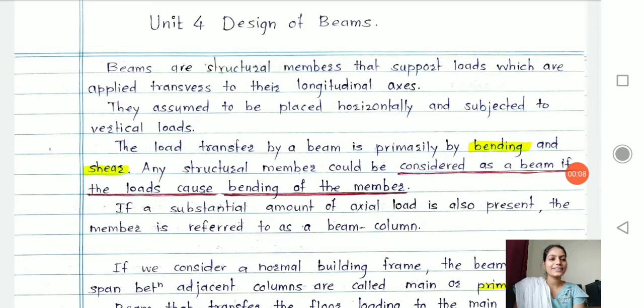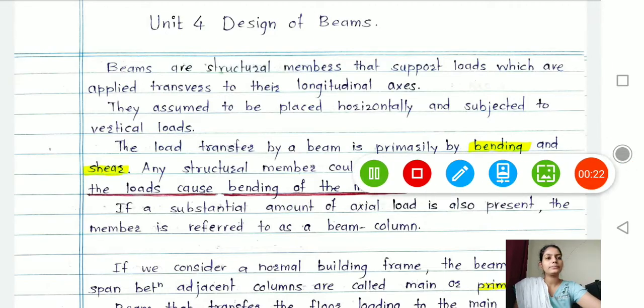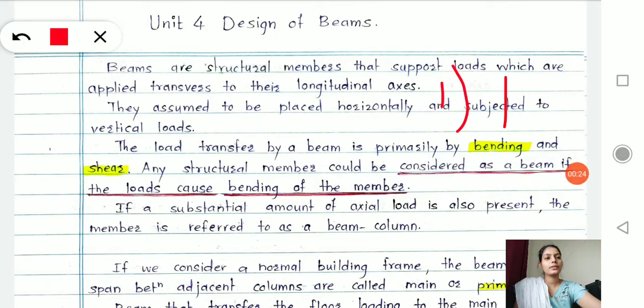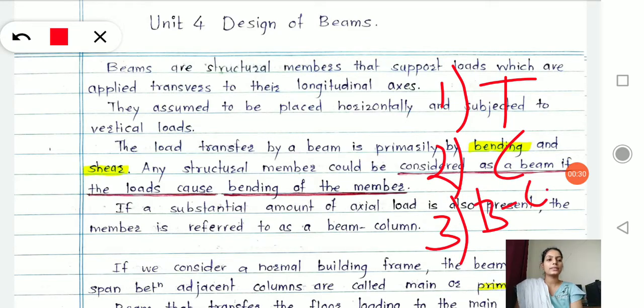Hello students, in today's session we will discuss unit number 4, which is design of beams. Before going ahead with this unit, I want you to revise the first 3 units which we finished. First unit is about tension member. Then second one is about compression member, and third one where we have seen beam column sections.